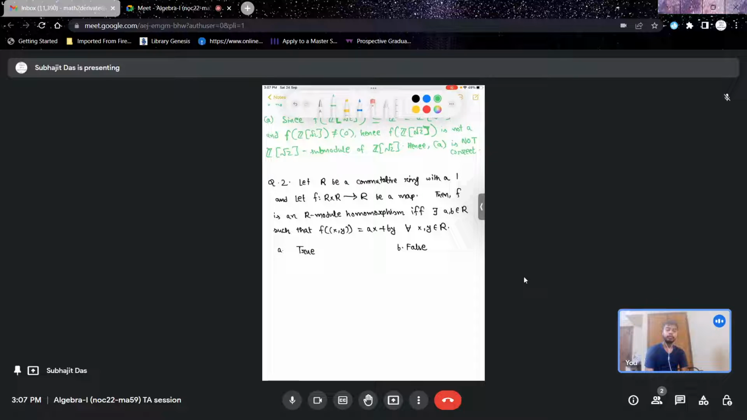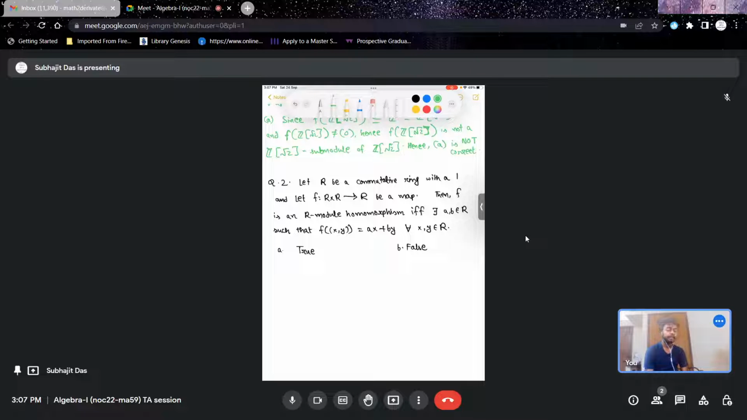Question 2. Let us read it out. Let R be a commutative ring with a 1, and let F mapping R cross R into R be any map. Then F is an R module homomorphism if and only if we can find elements A and B in R such that F of (x, y) is Ax plus By for all x, y in R.